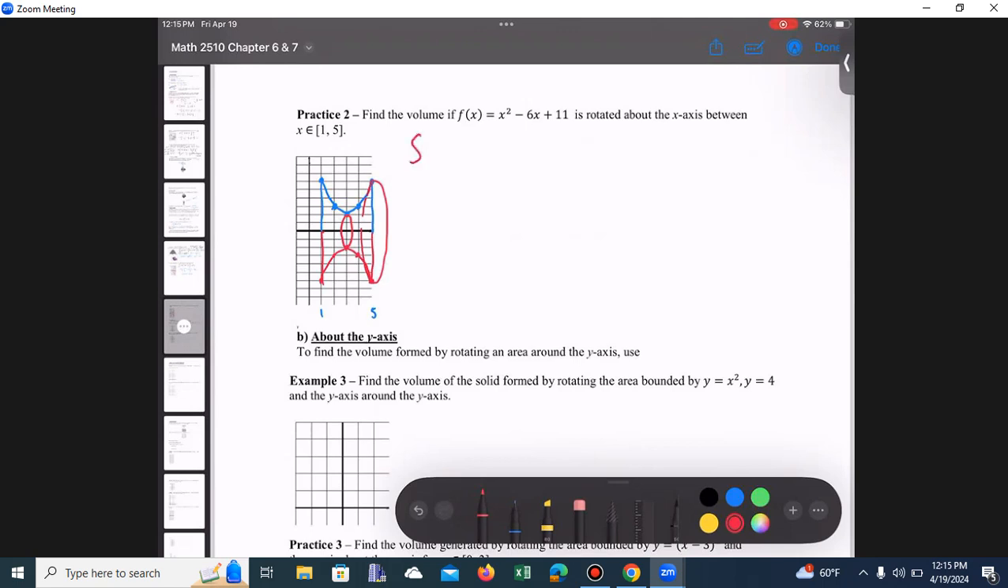Alright, so integrating this from 1 to 5, we have pi times the integral of (x squared minus 6x plus 11) squared dx. And we're going to multiply this out. So I'm going to multiply it out up top here.